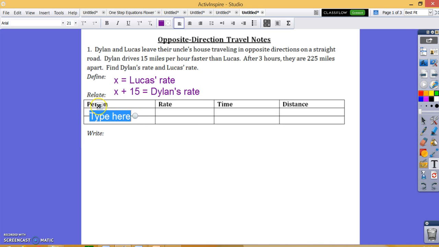Okay, now let's go ahead and fill in our information on our table. So the first person that we are going to talk about is Lucas. And what we know about Lucas is that his rate is x. Okay, and then we have Dylan. And Dylan's rate is a little bit faster. It's x plus 15. Now, for the time, this can be confusing for people sometimes. But it says after 3 hours, they are 225 miles apart. That means they were both traveling for exactly 3 hours. So we can write that in for both of them.